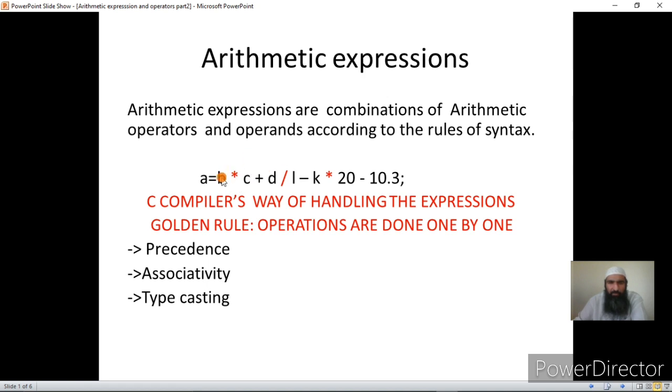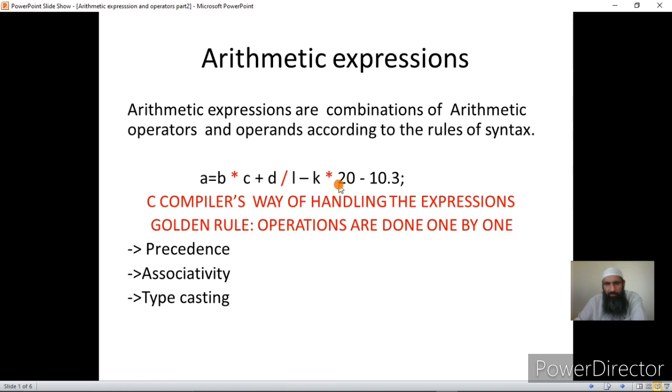So first we will be multiplying b with c. Once this operation is over and we get a result, then we will be performing d divided by l, because this is the second operation from the leftmost side which has the same precedence as the multiplication. Once this operation is done, the compiler will be performing the third operation, that is k into 20.